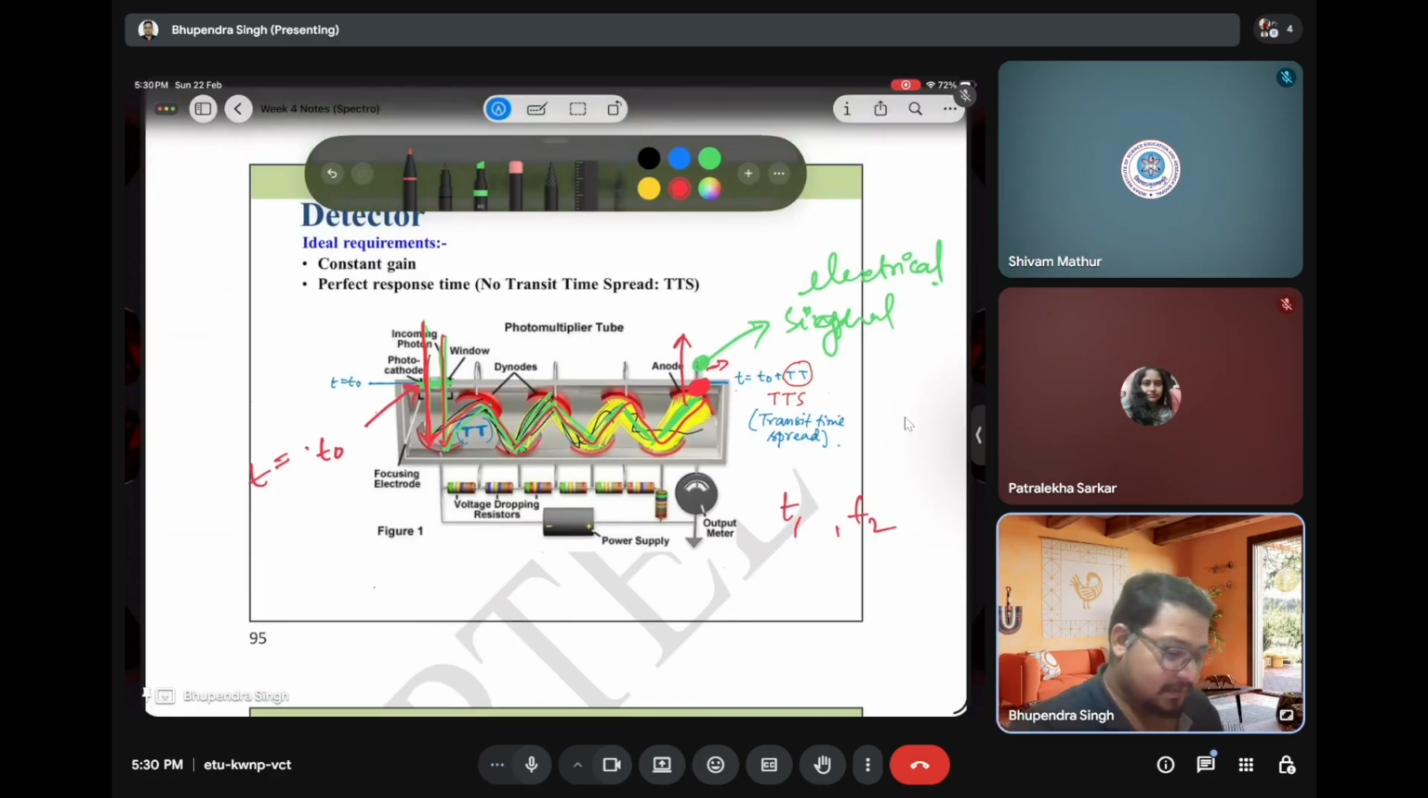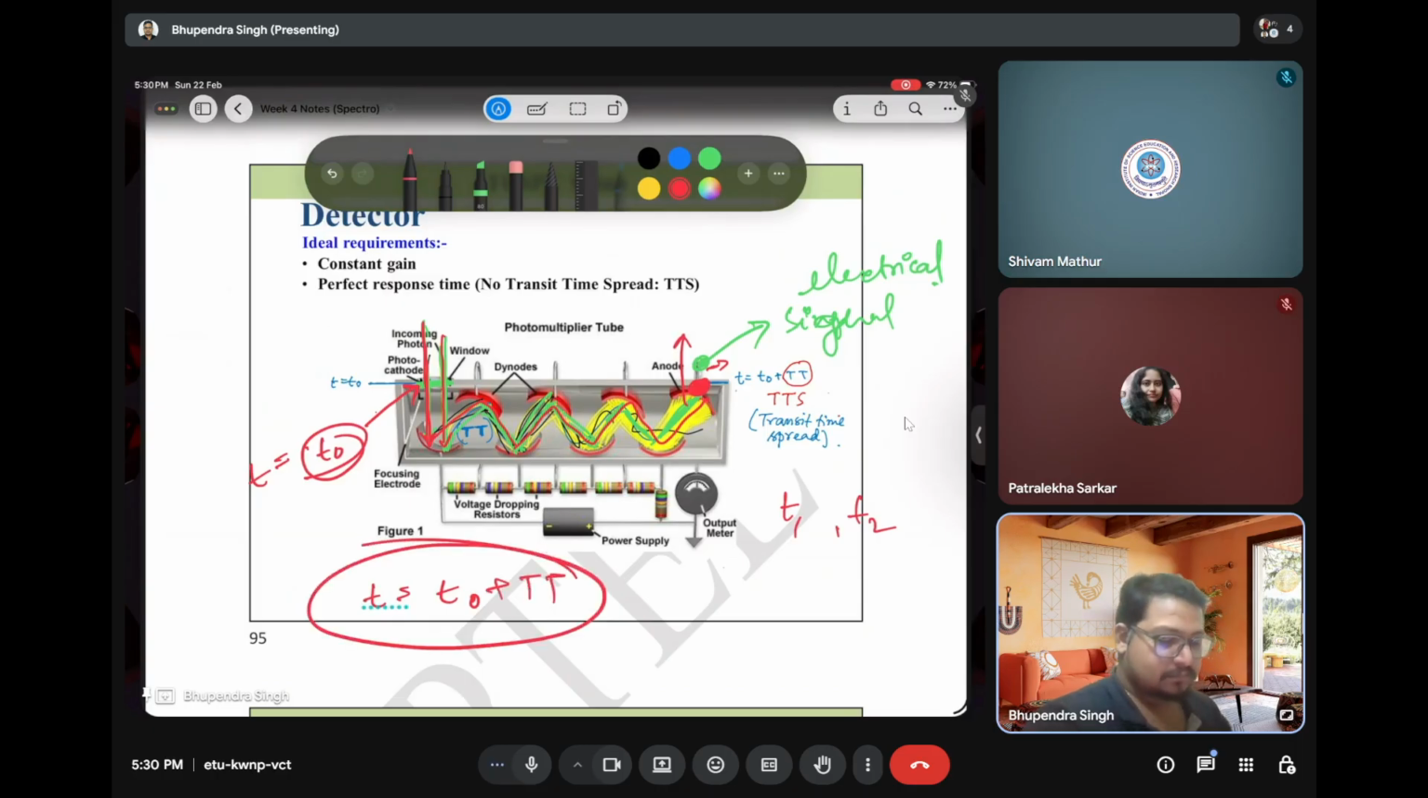So that is why we have to add the total time to generate the electrical signal. It should be t0 plus the transit time spread, because of this transit time spread. For the third photon it will be tau 3, tau 4, tau 5, so there should be a one time window. That is why it should be TTS.